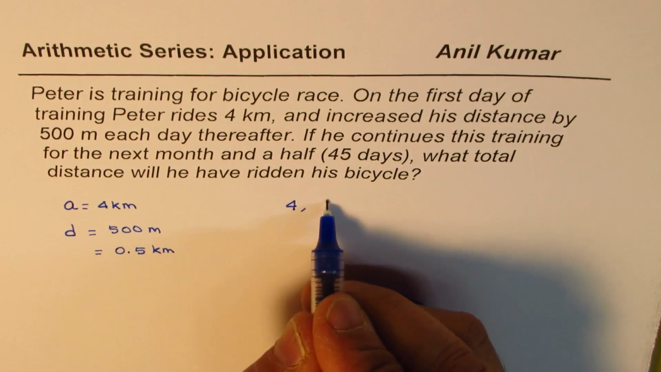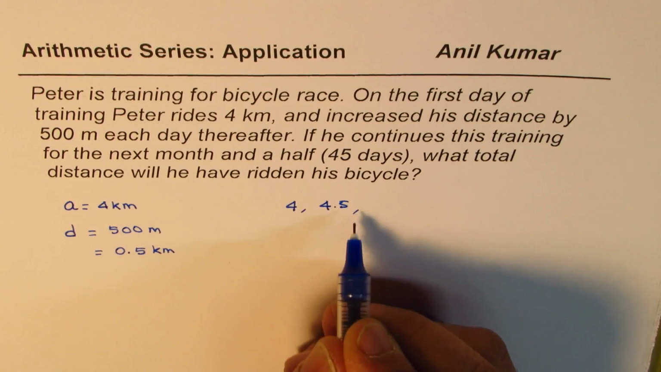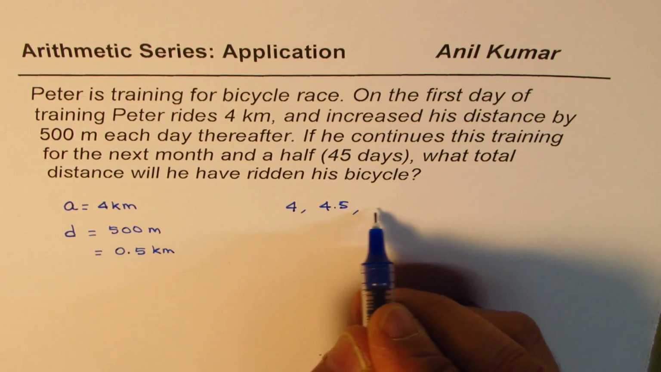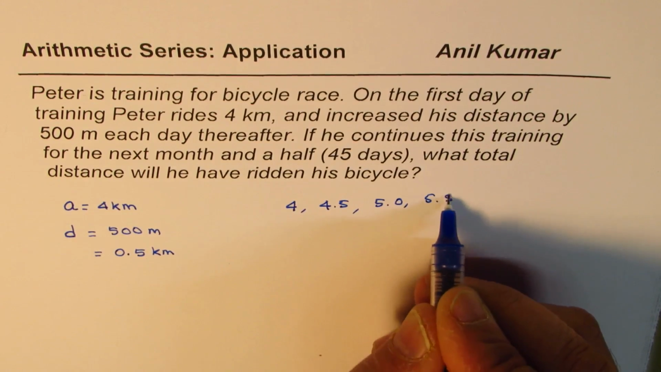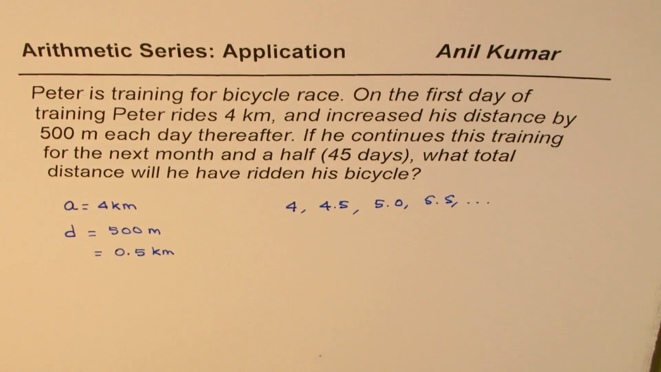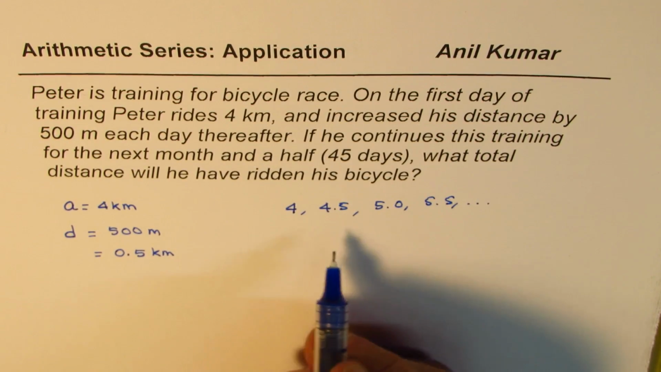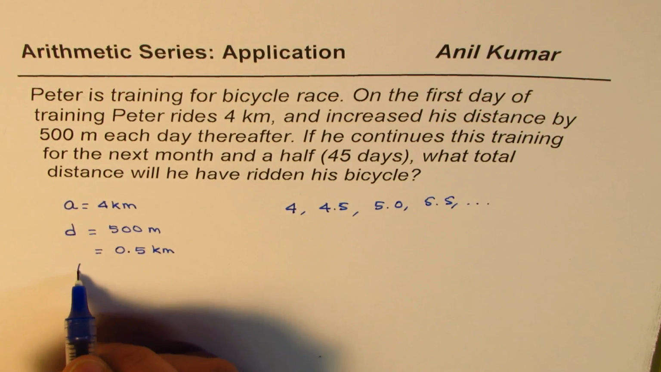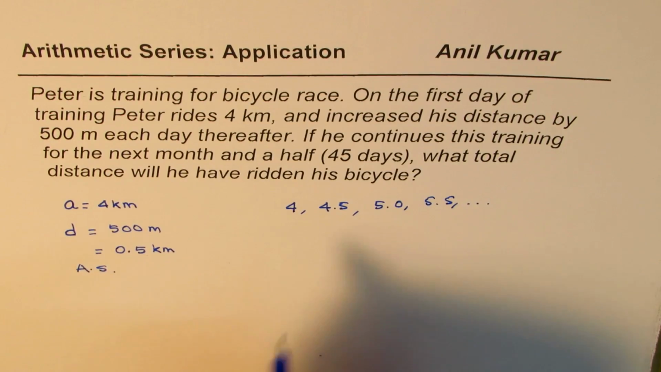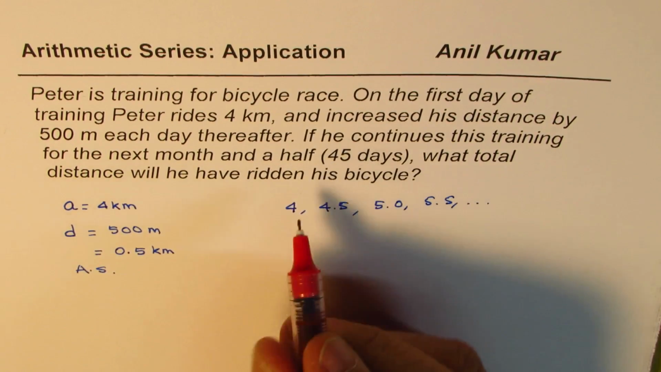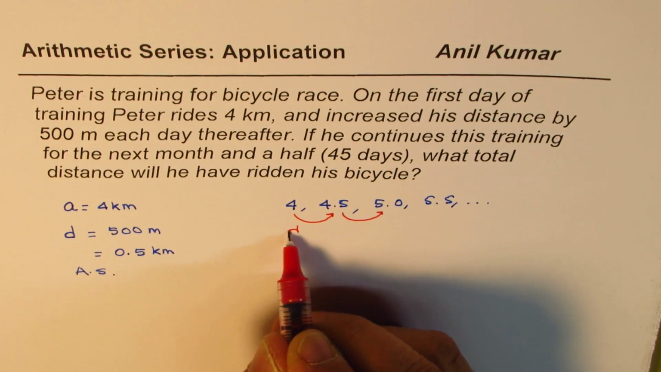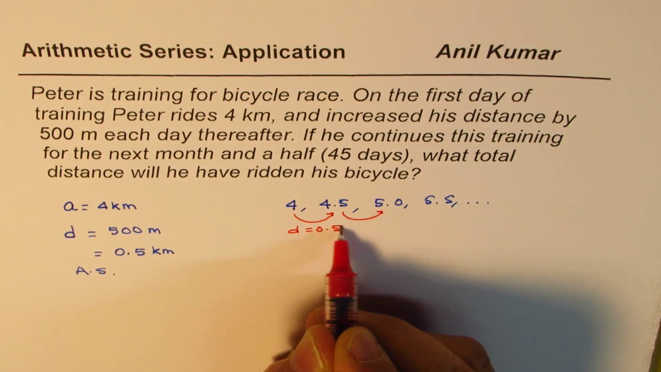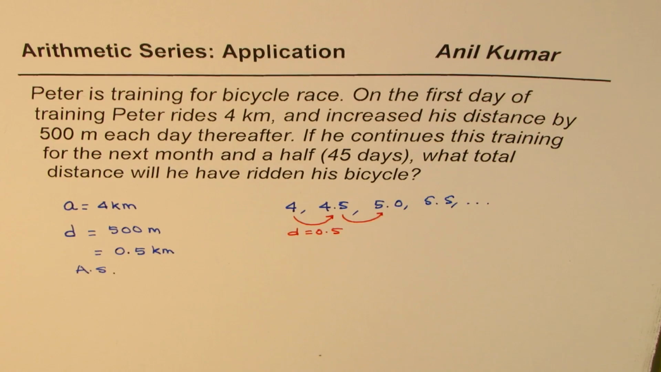So the next day it will be 4.5 kilometers, and then again 0.5 will give us 5.0, and then 5.5, and so on. So that becomes the series, and clearly this series which we are talking about is an arithmetic series, right? So it is an arithmetic series where this difference is constant. So this distance difference is D, which is 0.5, correct? So we have an arithmetic series.